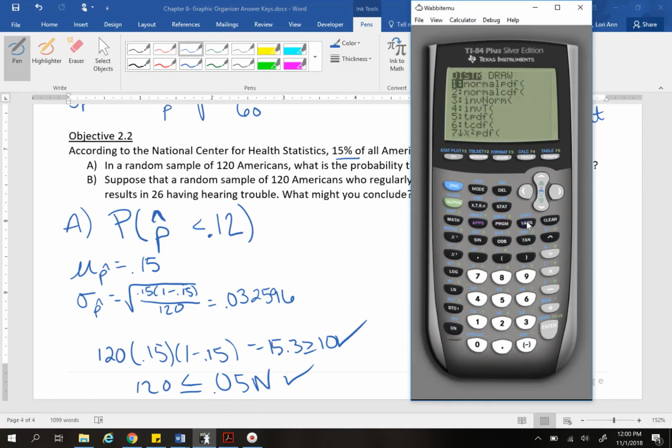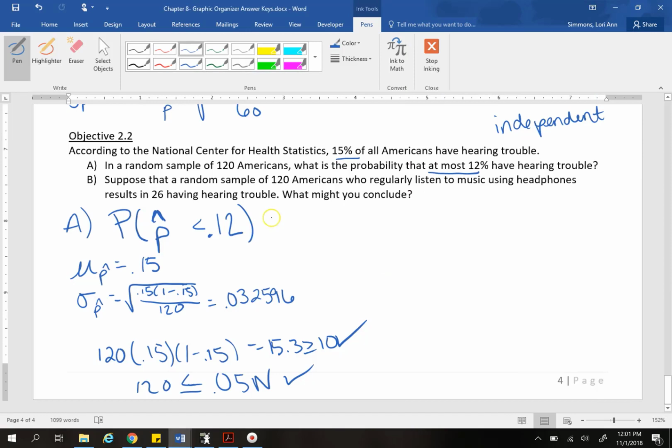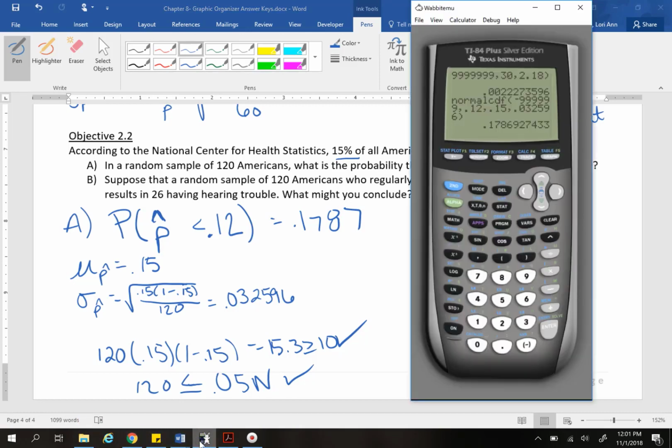So second, bars. Our lower bound is negative 9999 because we're going to the left of 0.12. Upper bound is 0.12. Mean is 0.15. And your standard deviation is 0.032596. 0.1787 is your probability for that.